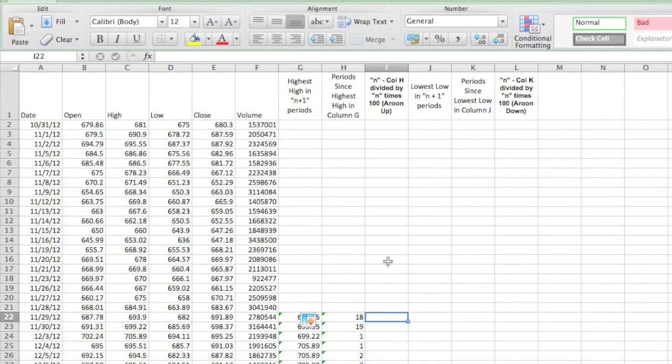and then for column I, it's n minus column H, divided by n, times 100. Whatever value we get here is going to be our Aroon Up. So we need two open parentheses, n equals 20, minus the value we got here. Close the parentheses because we want to calculate that first, divided by n, which is 20, and then close the parentheses. Then multiply all that by 100.